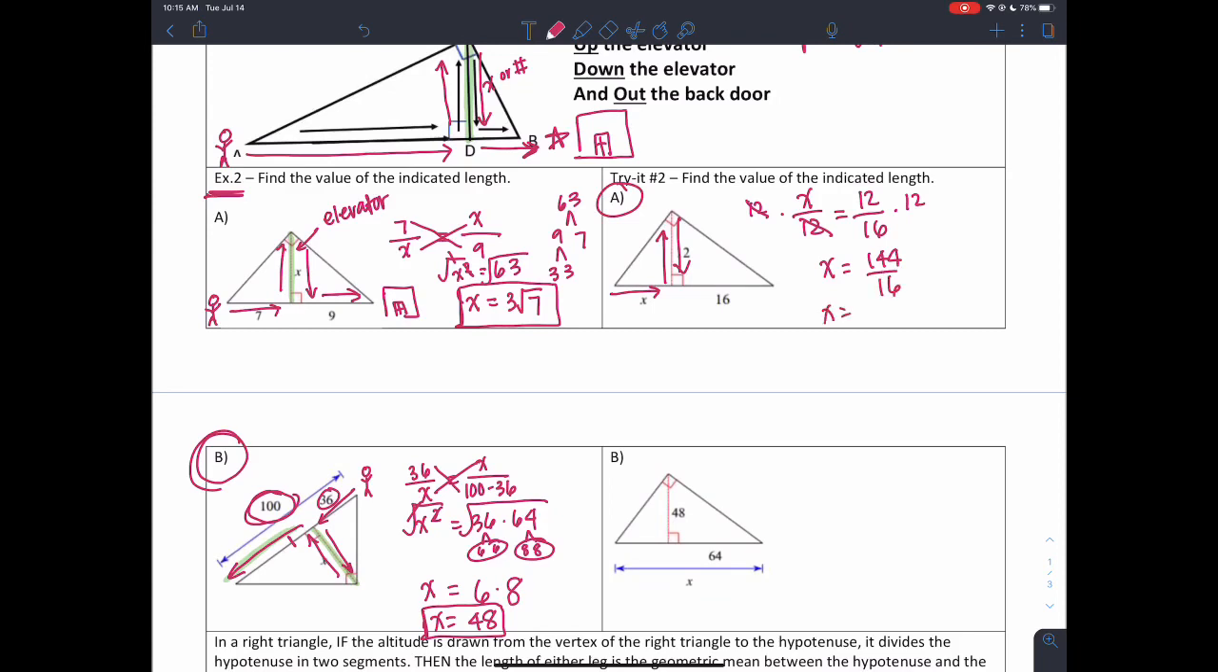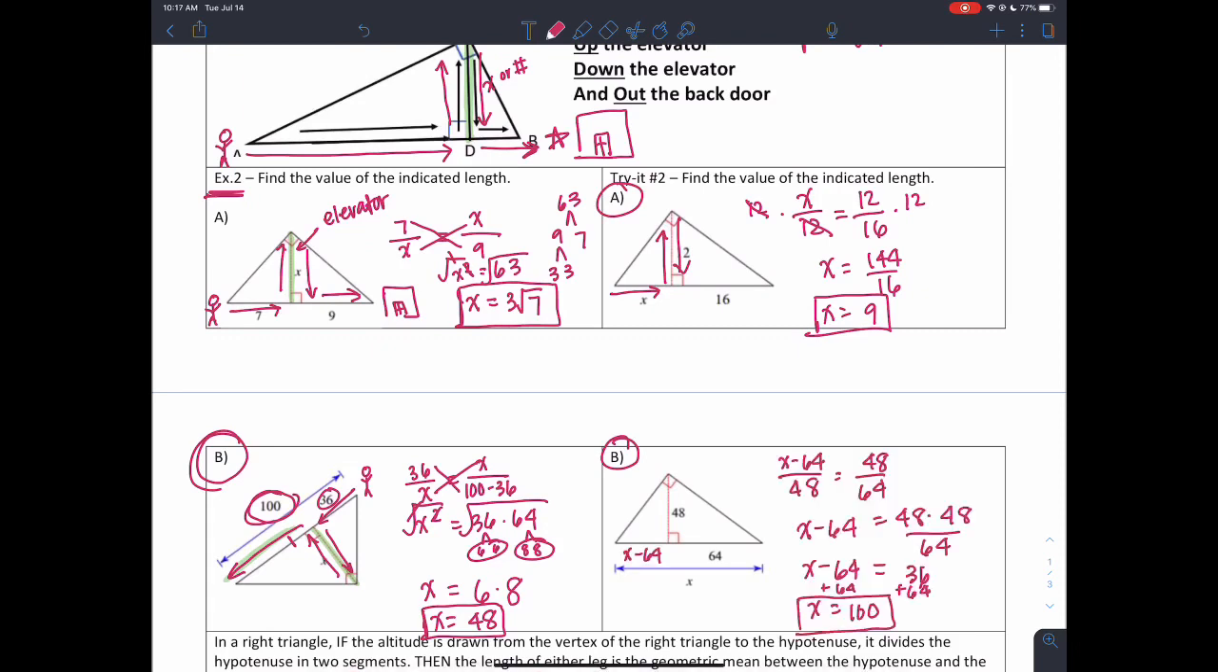And if we put that into our calculator, what would we get? We'd get 9. Okay, so hopefully everybody got that. Now let's move to letter B. Let's try it on our own first. Hopefully everybody got x equals 100. Now I have put my work here, so you could go ahead and check it.